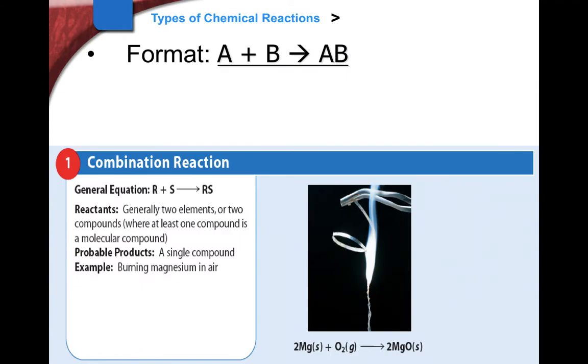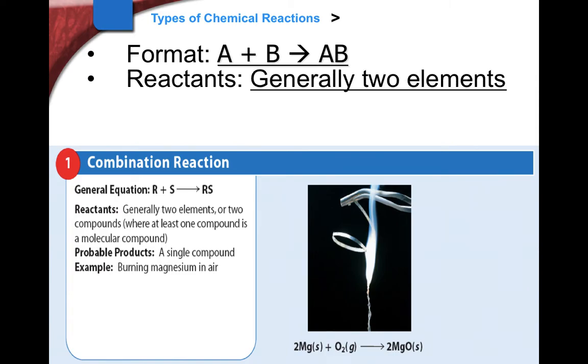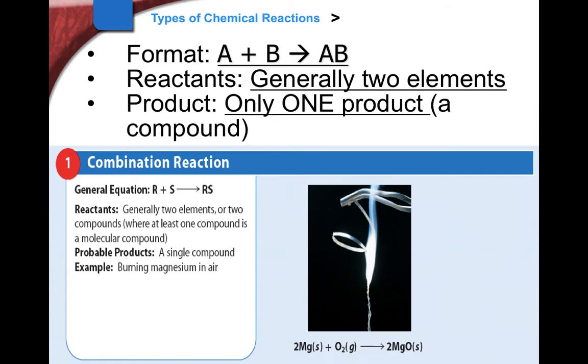Okay, so the general format of these reactions is A plus B turns into AB. So A and B represent generally 2 separate elements, and AB represents a compound made between those 2 elements. Okay, so again, the reactants are generally 2 elements. They're not always, like sometimes you'll see water or carbon dioxide or something as one of those A or B, but in most cases, they're just 2 separate elements. Now, the product is always a single compound, just one compound.